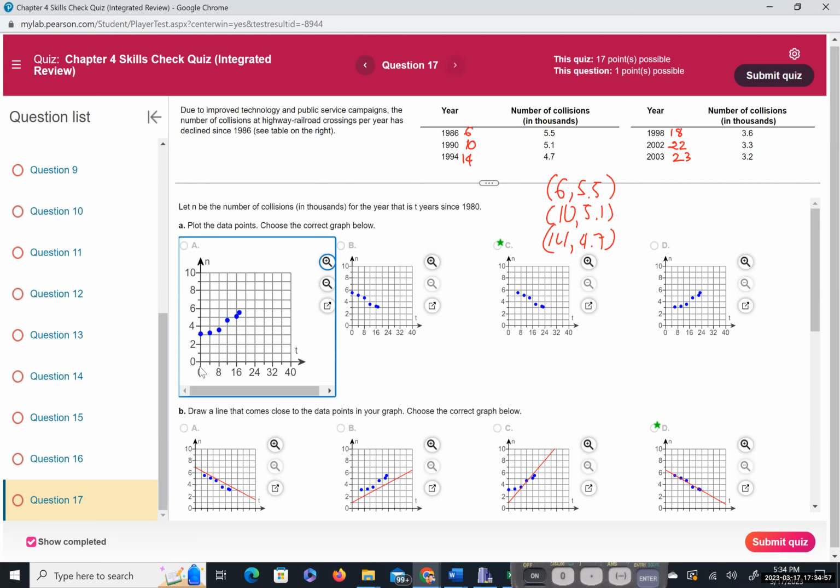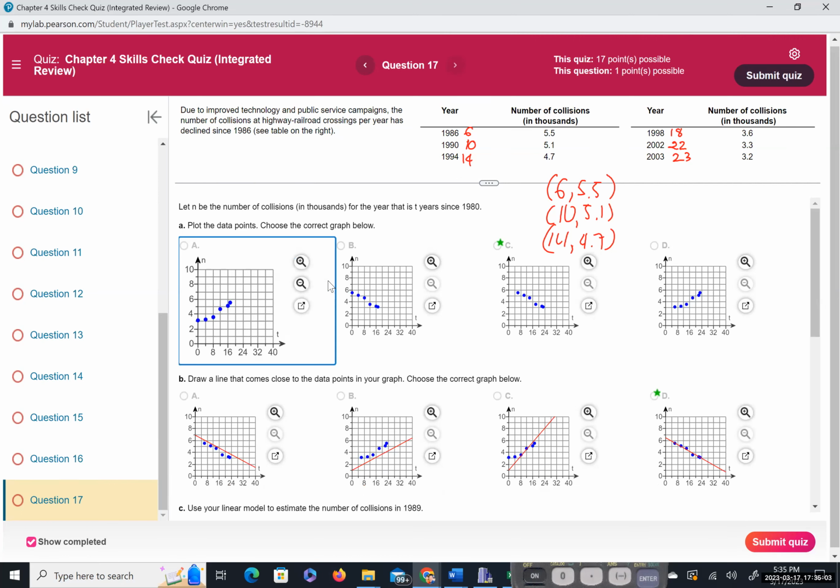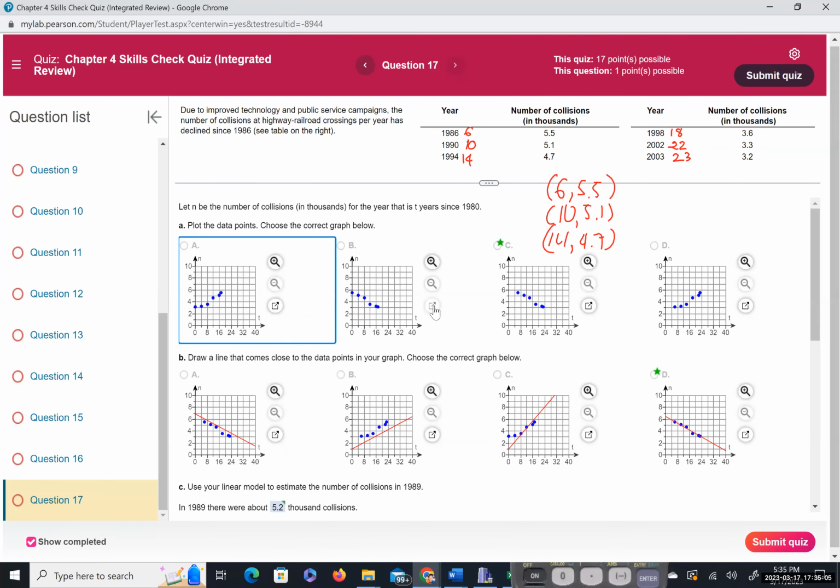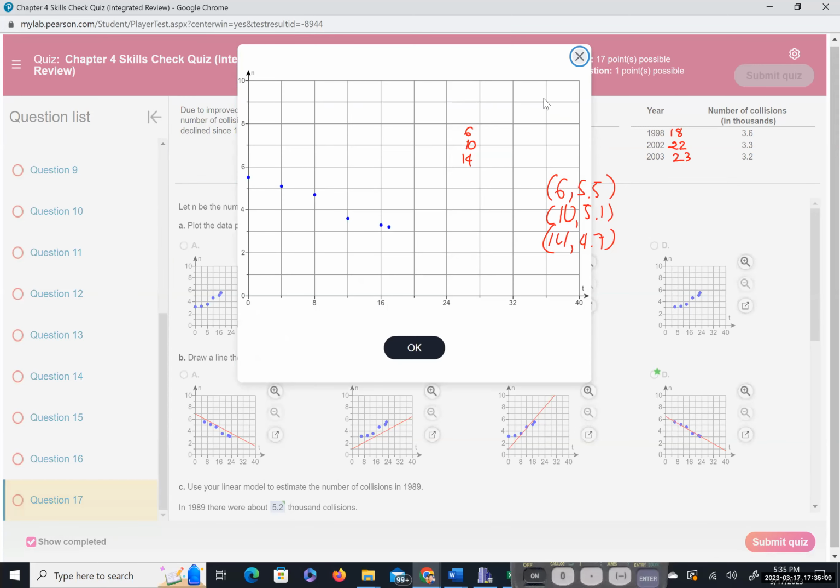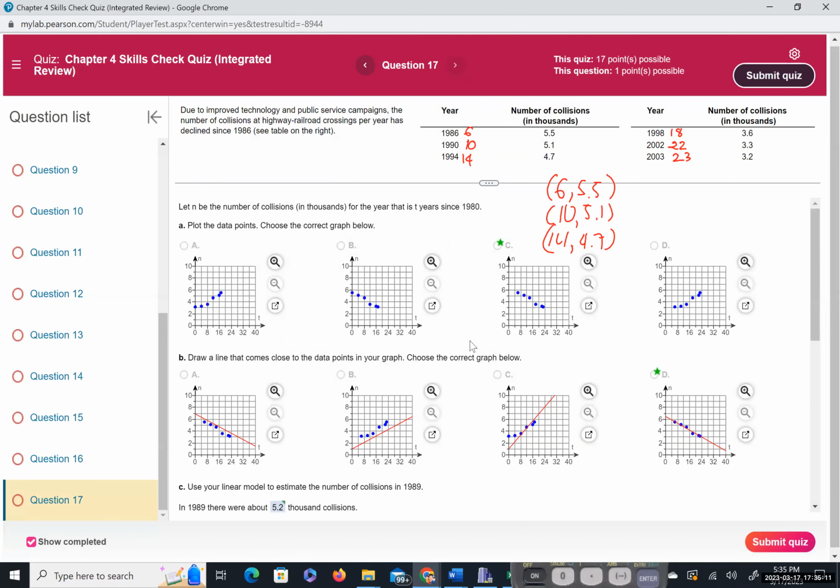6, 5.5, is that? It comes from 0, so no. Okay. What about this one? 6? No, this is not 6. Sorry, this comes from 0, so right away no. Okay, so what about this one?